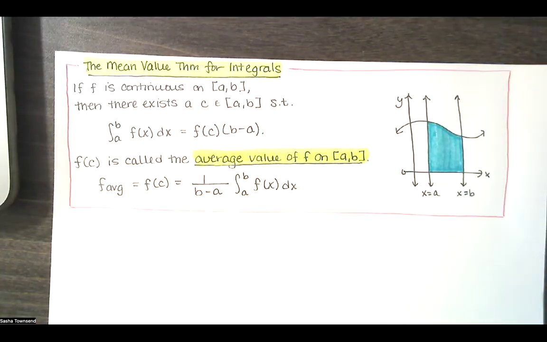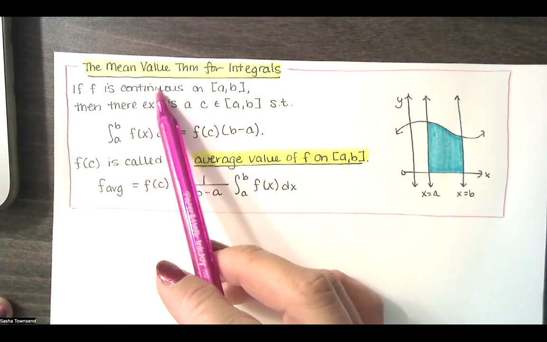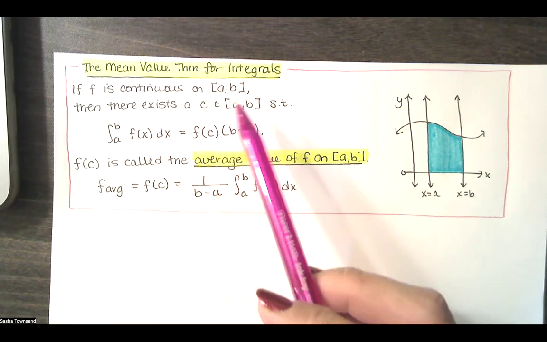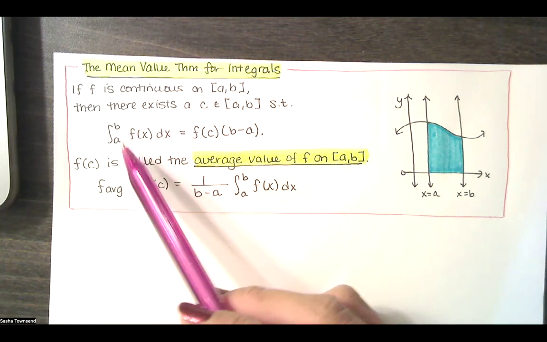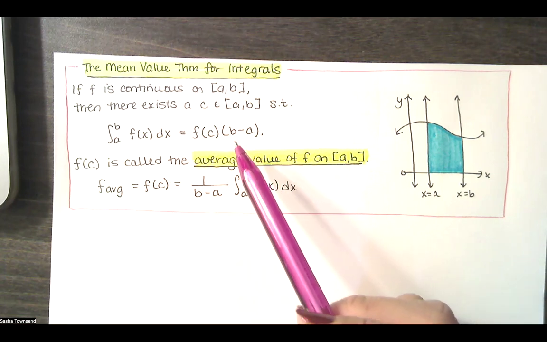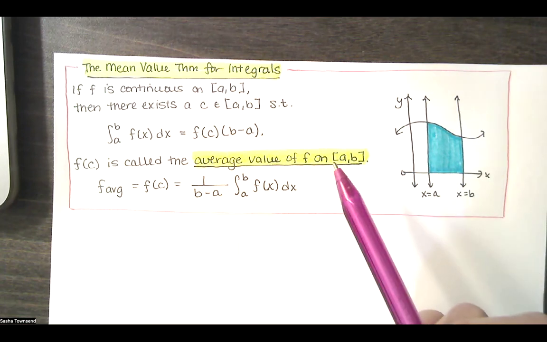In this video, we discuss the mean value theorem for integrals. It says if f is continuous on the interval from a to b, then there exists a c in the interval from a to b such that the integral from a to b of f of x is equal to f of c times b minus a. And this number f of c is called the average value of f on the interval from a to b.